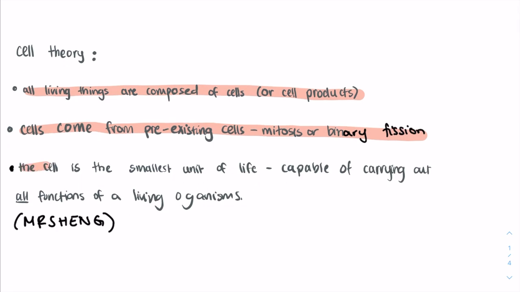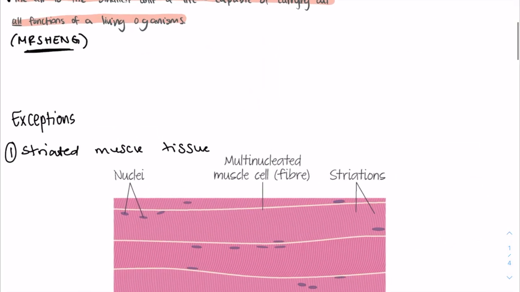Thirdly, the cell is the smallest unit of life, capable of carrying out all functions of a living organism. That is, metabolism, reproduction, sensitivity, homeostasis, excretion, nutrition, and growth, or the acronym Mr. Sheng. So most organisms, whatever their size and complexity, conform to this cell theory.